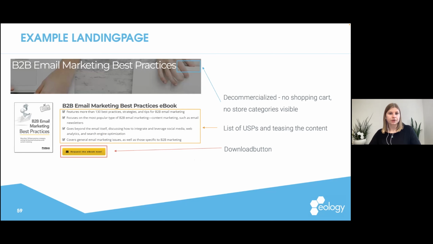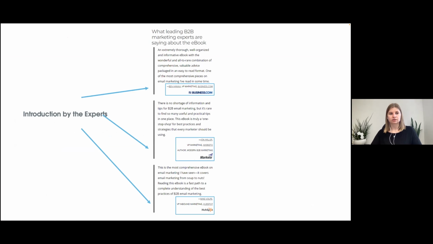I've got an example for you here. This is a good example because it's decommercialized. There's no shopping cart icon. There are no store categories here at the top. You have the list of USPs, and they are teasing the content. And you have the download button stated in yellow, so it's really bright, really visible for everybody. And there's also an introduction by the experts. They say why they like it and what they're saying about the ebook. So it's all perfectly done on this page.